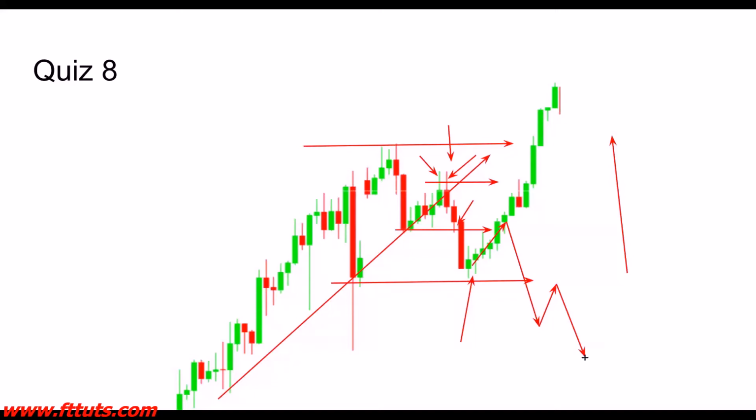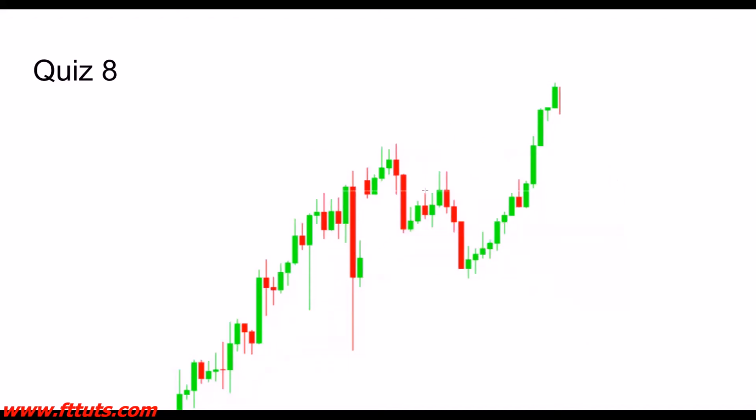And then continue to push down. If price does not break these structure lows, but continues to push up and break structure highs, what market are we in now? A bull market, a buy market. A bull market. So we've reversed extremely quickly within a very short space of time.